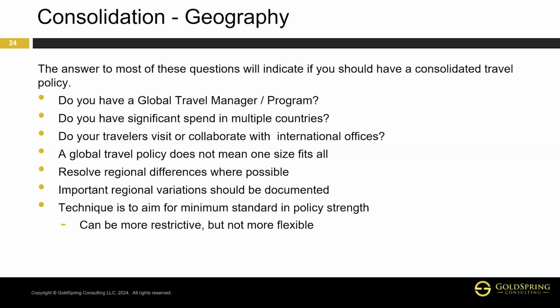Understand that a global travel policy does not mean one size fits all, right? The difference to resolve in your policy, if you want to go global, is to resolve the regional differences, or just bring in content that applies to one region, even if it doesn't apply globally. That's fine. You can still bring it in and satisfy one particular region. Document, if necessary, if you can't resolve the differences, then document regional variations. And try and aim for a minimum standard in policy strength, allowing policies to be more restrictive locally. That is your key to solving that. So again, global or regional.